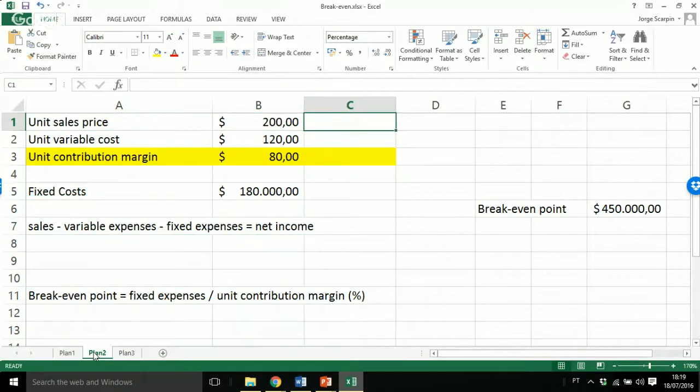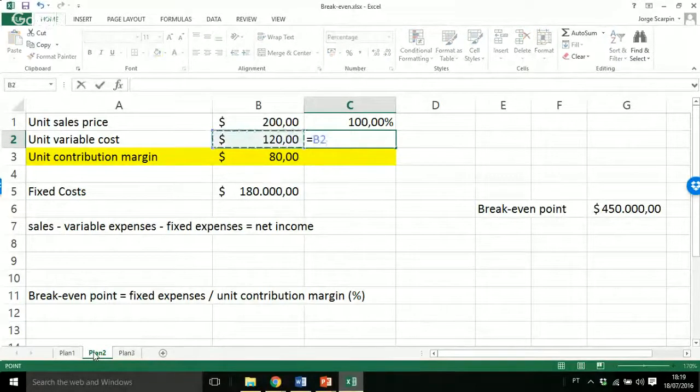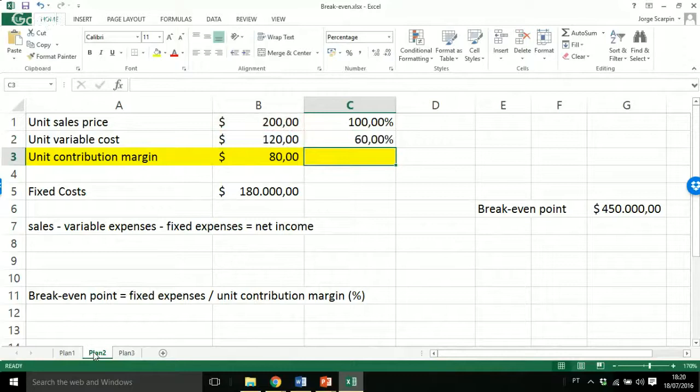We work not in value, but in percentage, related to the unit sales price. So the first one, 100%. The second one, unit variable cost divided by unit sales price, 60%, and unit contribution margin, 40%, because unit contribution margin is unit sales price minus unit variable cost.